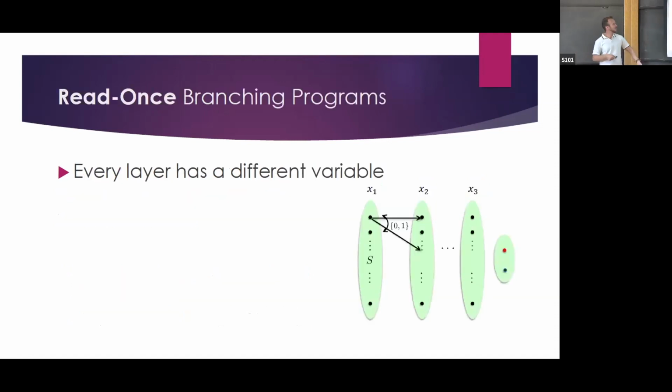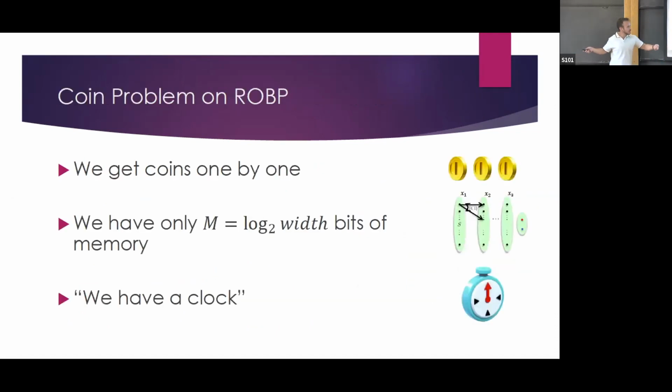But then again, we might think of the model of read-once branching programs. So this is the same thing, but now each variable can appear only in one layer. And this is now equivalent to what I mentioned earlier, which is basically saying that I compute with limited memory. So this is completely equivalent to saying that I get the coin tosses one by one, but I have only m bits of memory.